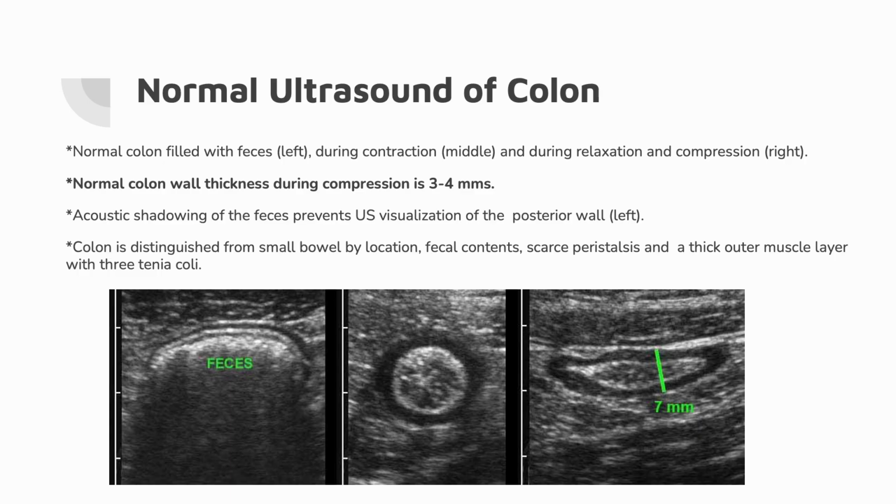Normally, a normal colon can be filled with feces. The middle image shows contraction of the colon, and the right side is showing you compression of the colon, and this is how you measure the wall thickness. During compression, it's usually about 3 to 4 millimeters. And then there is oftentimes acoustic shadowing of feces, which you can see throughout intestinal ultrasound.